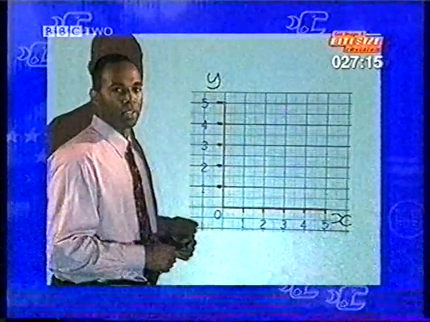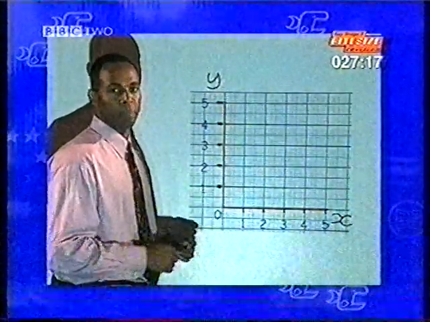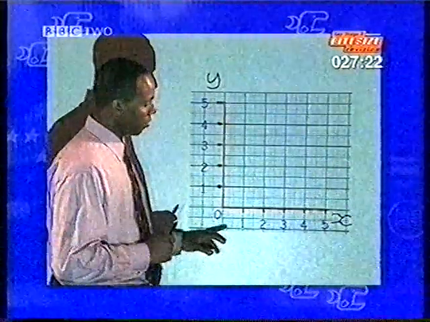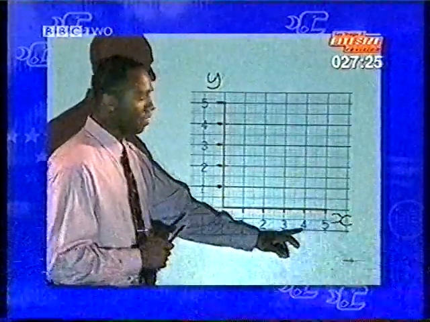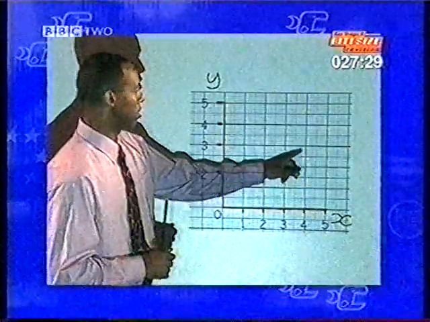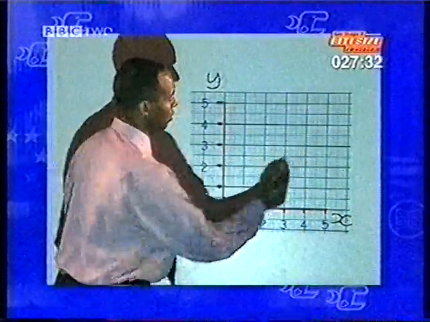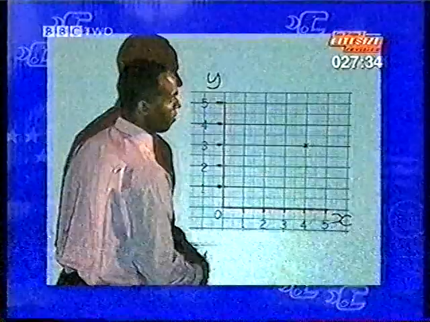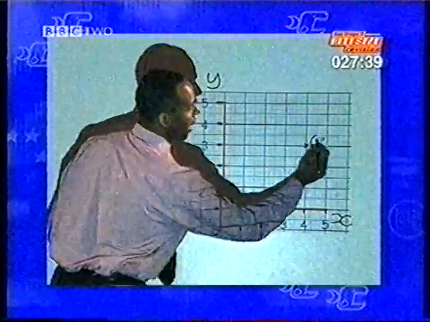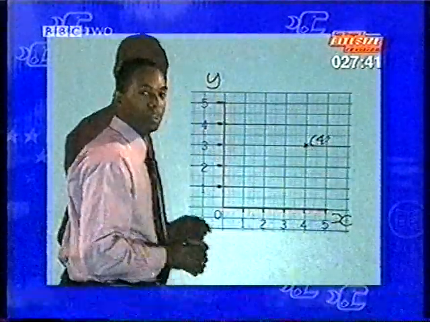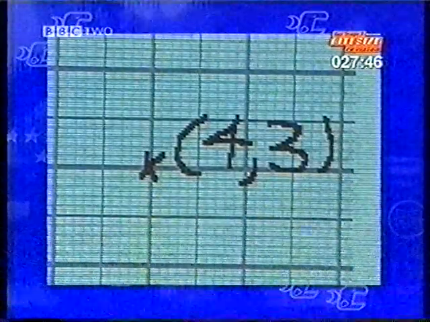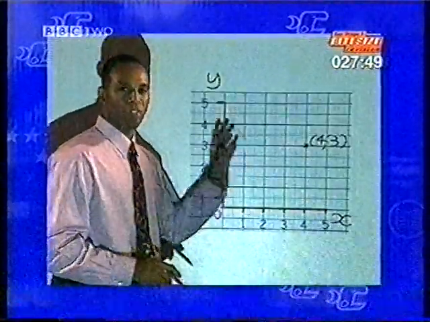Let's find a point on the graph, (4, 3). First of all, you start with the x-coordinate, so we go along to 4, and then you find the y-coordinate, so we go up to 3, which brings us to this point here. Let's label it (4, 3). When you do that, you open a bracket, you write the x-coordinate first, then you put a comma, and then you write the y-coordinate, and you close the bracket. The order you do this is very important.